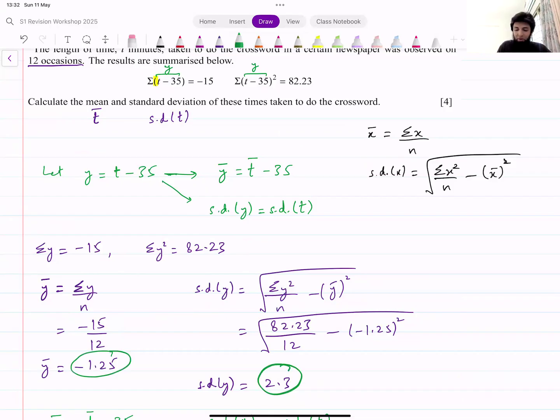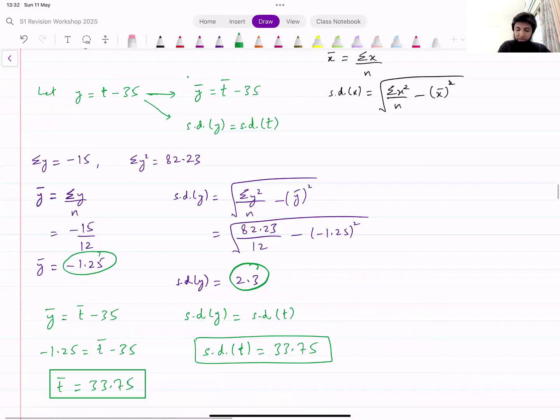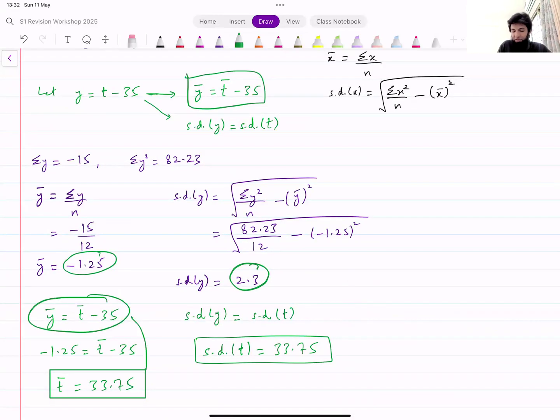And now you know the relation between their means. Using that, you can find the value for t bar. And the standard deviations are equal. So standard deviation of y, if that's this, standard deviation of t is also going to be the same. Okay, so that's how we can use this. Let's look at another example of this.